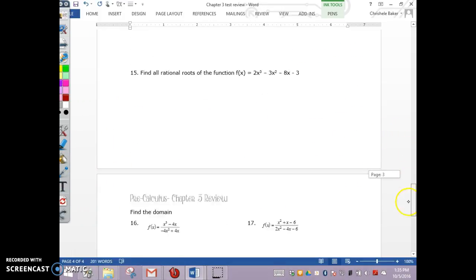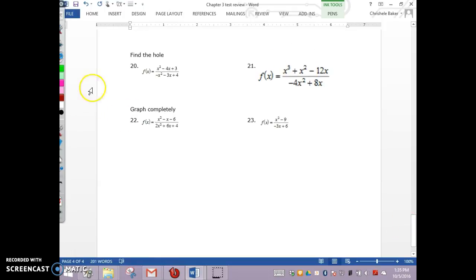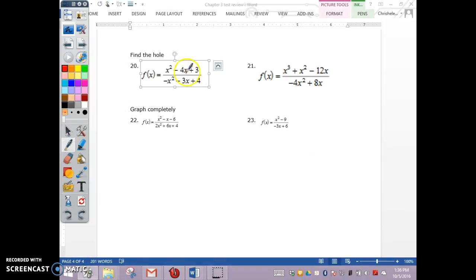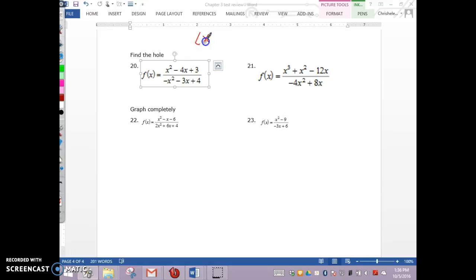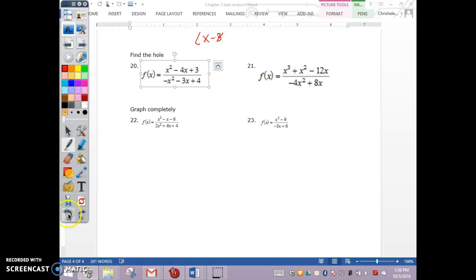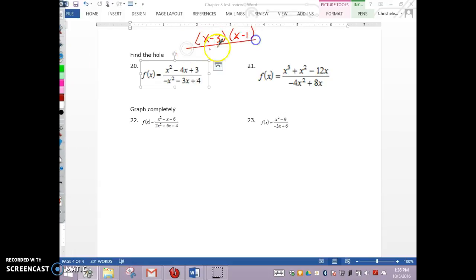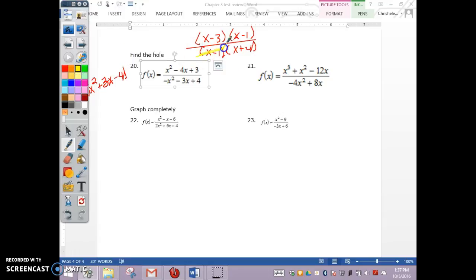Holes come from when the numerator and the denominator factor and something cancels out in both the numerator and the denominator. So my numerator is going to factor into x minus 3, x minus 3, x minus 1. My denominator, I'm first going to factor out the negative. So that leaves me with x squared plus 3x minus 4. And that's going to factor into x minus 1, x plus 4. So here is my repeated factor, x minus 1, x minus 1. So that means my hole is at positive 1.